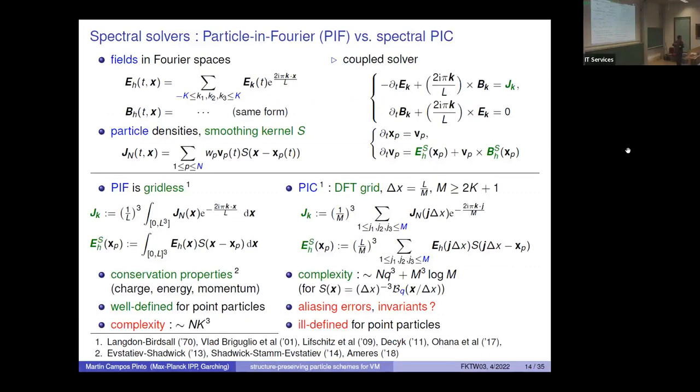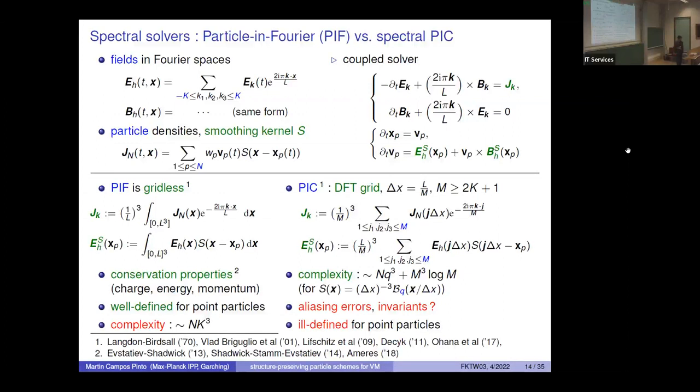So the first difference is that this one is well posed with a Dirac particle, and this one not. Here you really need a smoothing. Another important difference is that when you take the L2 projection of some current density, you compute the exact Fourier modes of the current density, whereas here you will have aliasing because of the grid. So you will have the folding of the upper part of the spectrum.